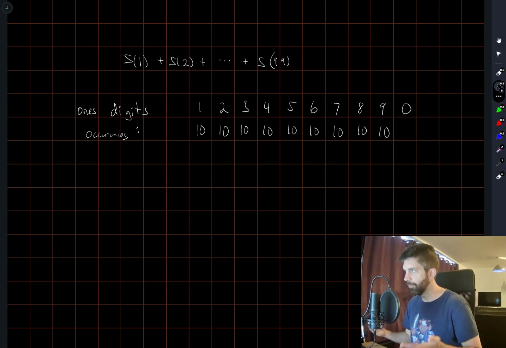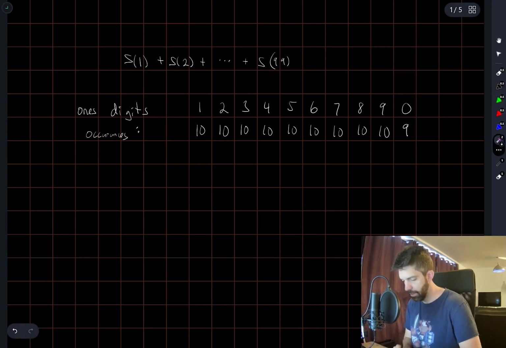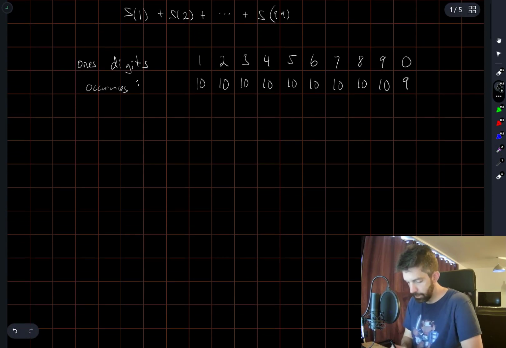Well, 0 won't matter, right? Because we're adding, does 0 come in 9 times or does it come in 10 times? Yeah, 9 times because we're missing s of 0. But it's not going to affect the total sum. Okay? Now we'll do the same thing with the tens digits.